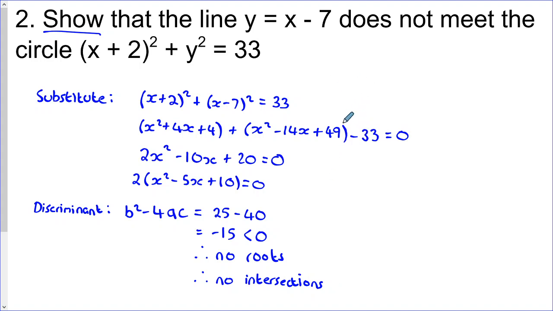Okay, so if we're trying to show how many solutions there are, how many intersections there are, we use the discriminant. If we're trying to show that there's no intersections, we want to find that it's negative. If we want to show that there's one intersection, i.e. to show that it's a tangent, we'd be expecting this to be equal to 0. And if we want to show that there are two intersections, we'd be expecting this to be positive.